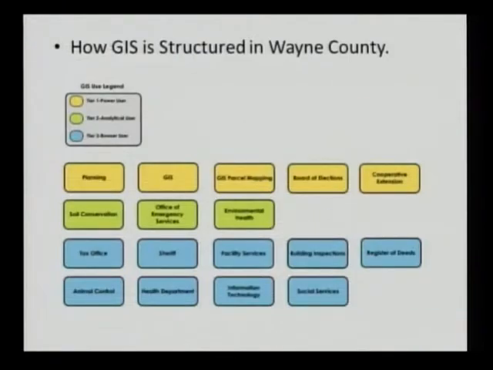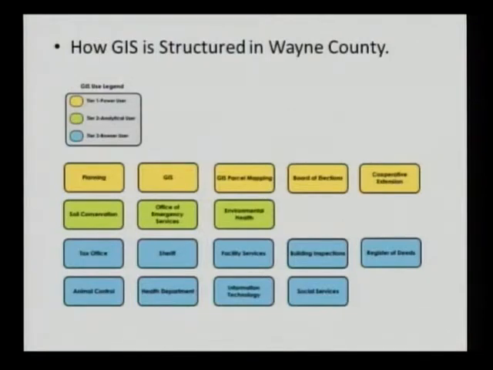In Wayne County, GIS is structured basically into 3 tiers of users within the staff: Tier 1, Tier 2, and Tier 3. The yellow represents the departments that are Tier 1, they're high-level users. They're the departments that are creating data. They do a lot of the data editing: planning, GIS coordinator, GIS parcel mapping in the tax office, and Board of Elections. Cooperative Extension was a Tier 1 power user, but they are now a Tier 3 browser user.